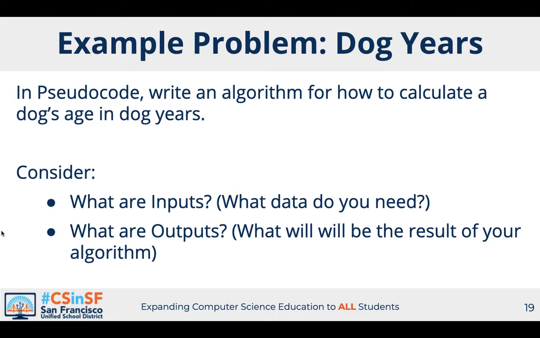So we want to do a problem together. This is something you're going to get to work on yourself for a couple minutes. Here's a challenge. In pseudocode, your challenge is to write an algorithm for how to calculate a dog's age in years. So you want to write this in natural language. You don't have to code anything. You're just going to take a piece of paper, or maybe in Docs or some sort of document. You want to type out a couple steps for this in pseudocode for this algorithm.